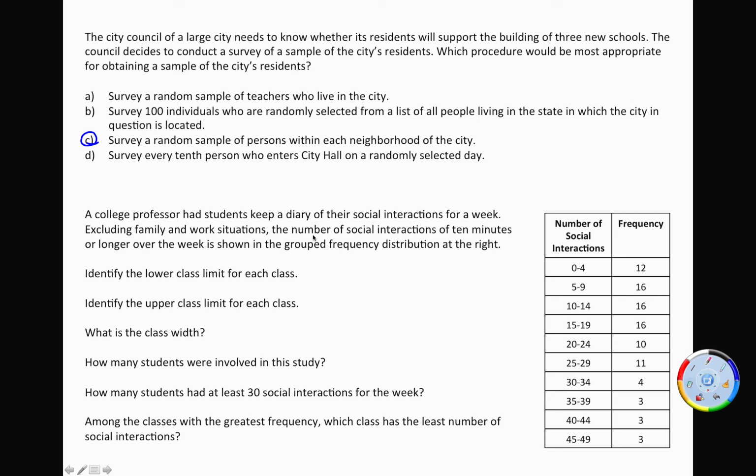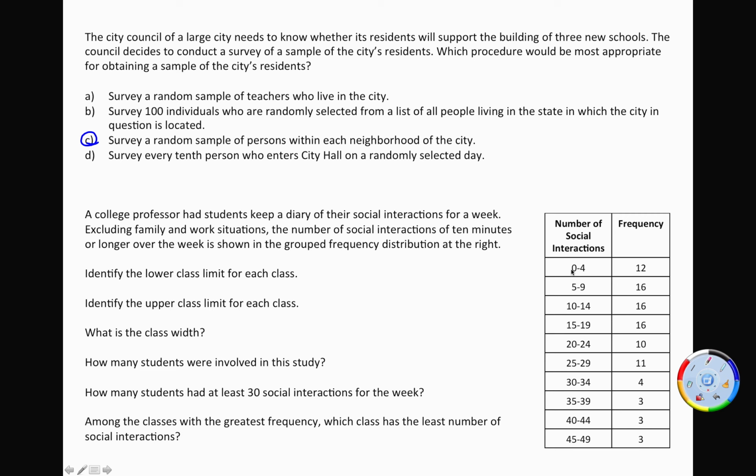A college professor had students keep a diary of their social interactions for a week. Excluding family and work situations, the number of social interactions of 10 minutes or longer over the week is shown in the group frequency distribution at the right. Okay, so let's figure out what this is to start with. The number of social interactions of 10 minutes or longer, right?